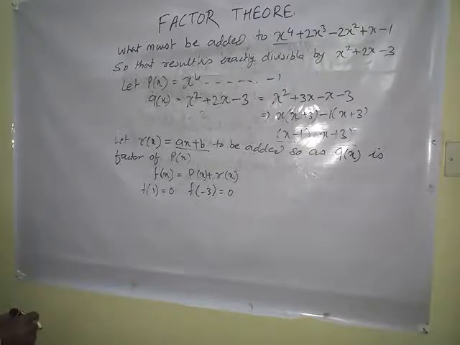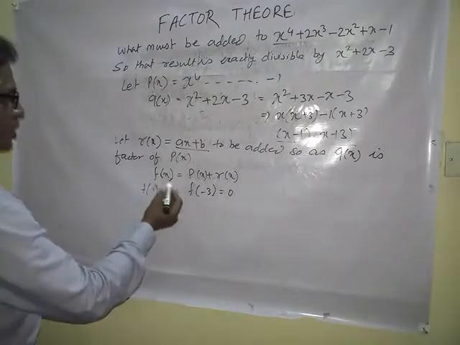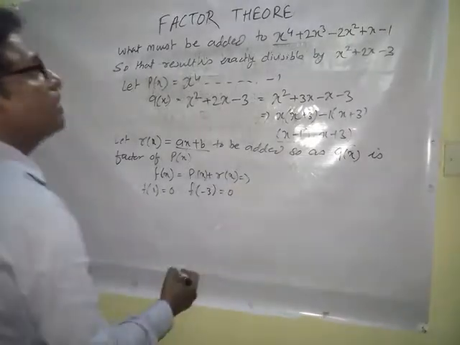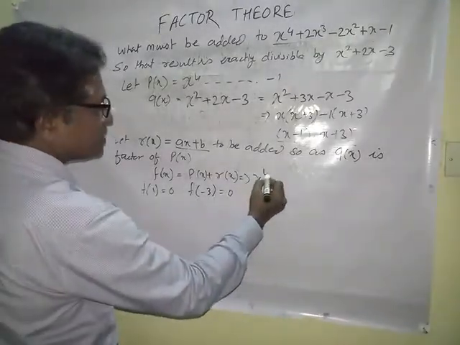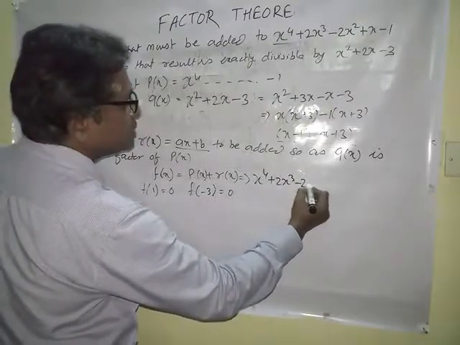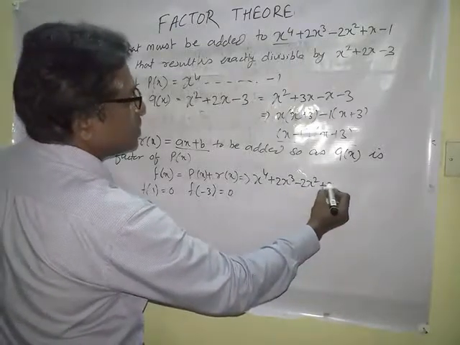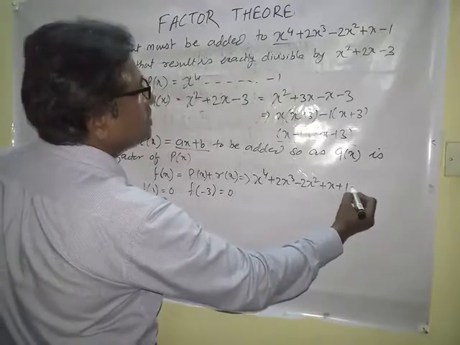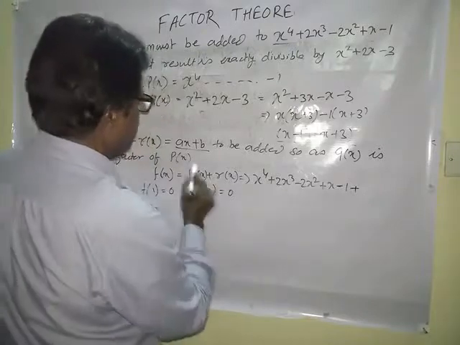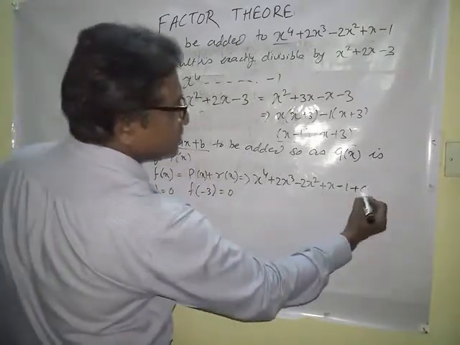F minus 3 and f minus 1. So the f(x) equation will be, I will write it down here. f(x) will be x raised to power 4 plus 2x cube minus 2x square plus x plus 1 minus 1 plus ax plus b.